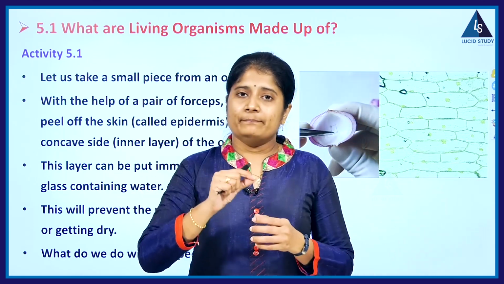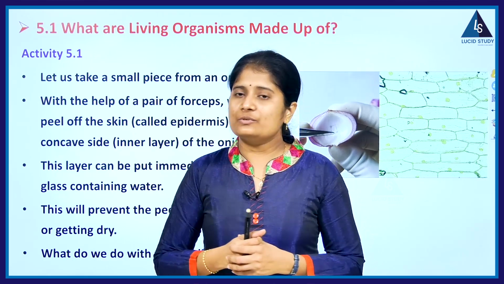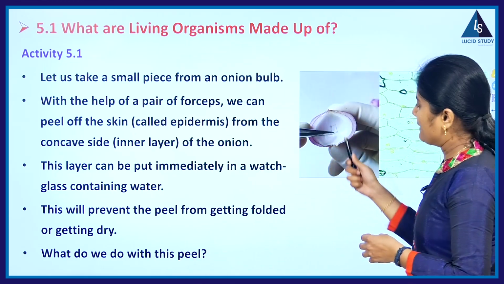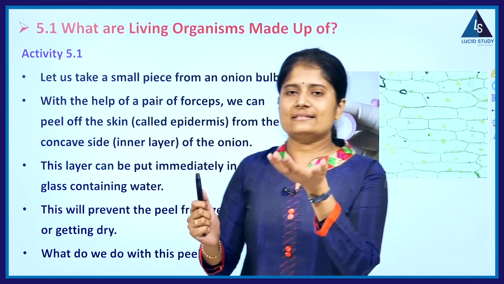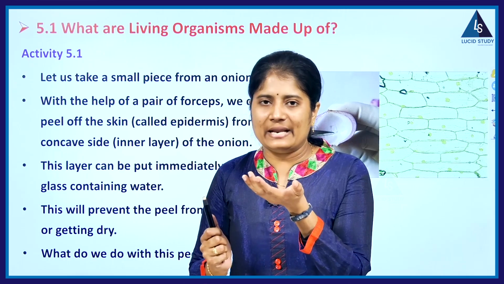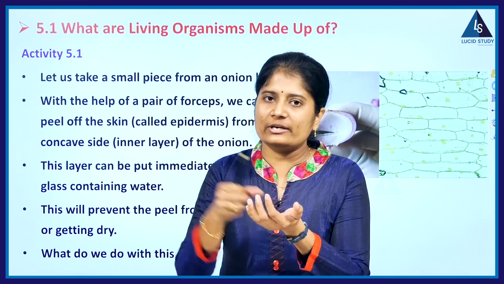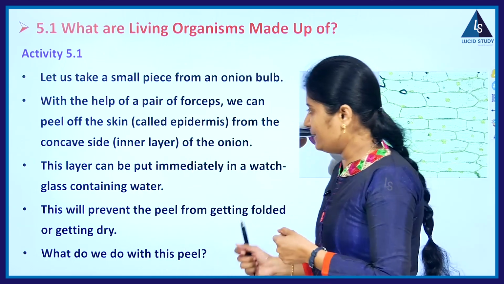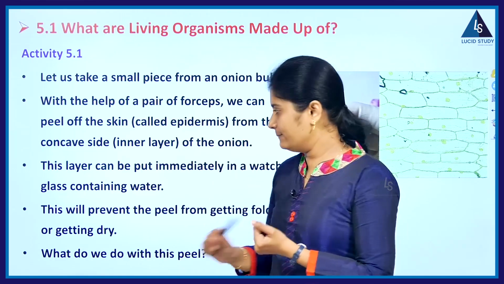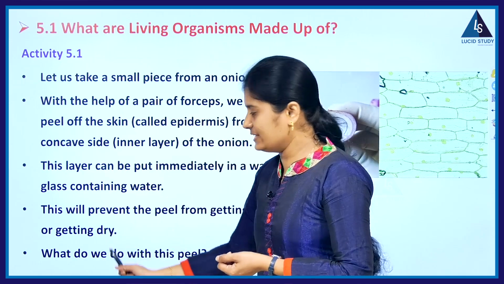So after peeling, after removing, we are about to see the layer which is kept in the watch glass, especially in the water. A watch glass is like a small plate, made of glass. In that you need to add the water and put our epidermal layer of the onion peel here. Next, this will prevent the peel from getting folded or getting dry.